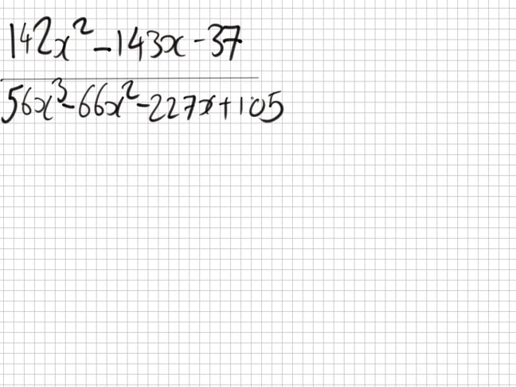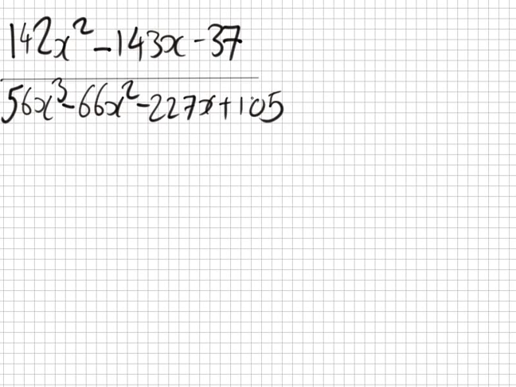Now, we can take out our calculators and use mode 5 4 for the cubic, because this question is not testing your knowledge of solving cubics, it's just testing your knowledge of the fractions. So mode 5 4, A is 56, B is minus 66, that's minus 227, and then 105.